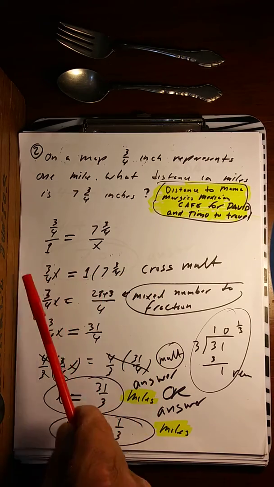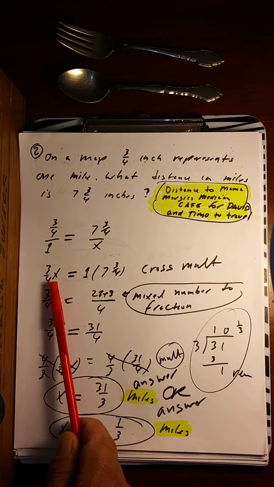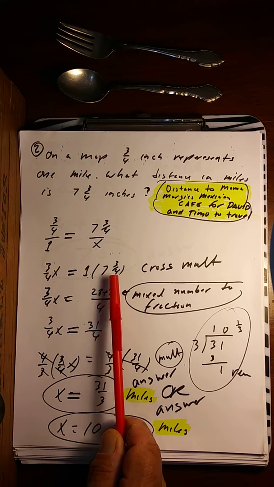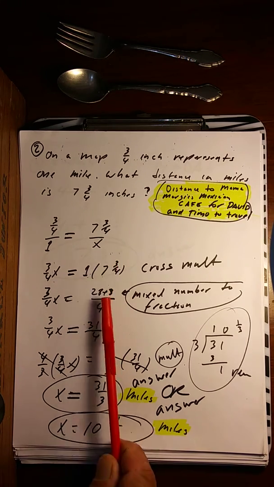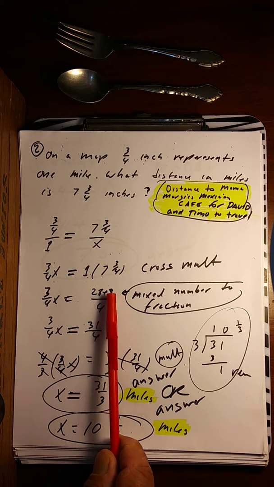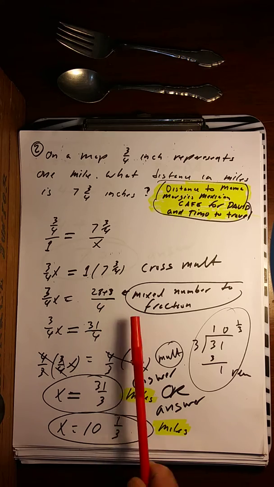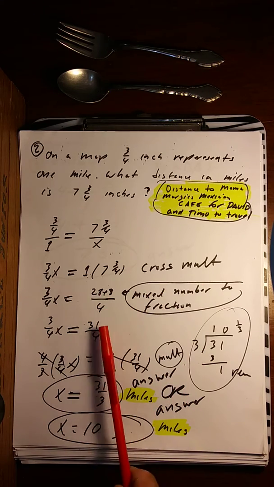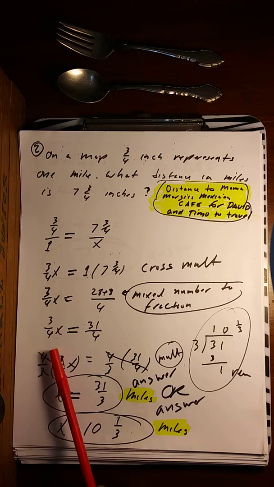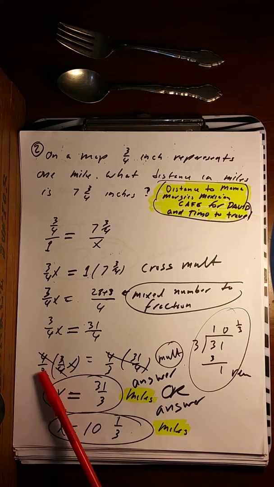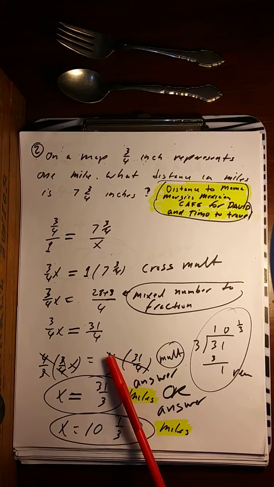Cross multiply these. So that times that is 3/4 x, and 1 times that is this. Let's convert this: 4 times 7 is 28 plus 3 is 31. It's going to be 31 over 4, a mixed number converted to an improper fraction. Now we can multiply by the reciprocal of this. The reciprocal means 3 over 4 multiplied by 4 over 3. These cancel. 4 and 4 cancel, and what's left over is 31 over 3.